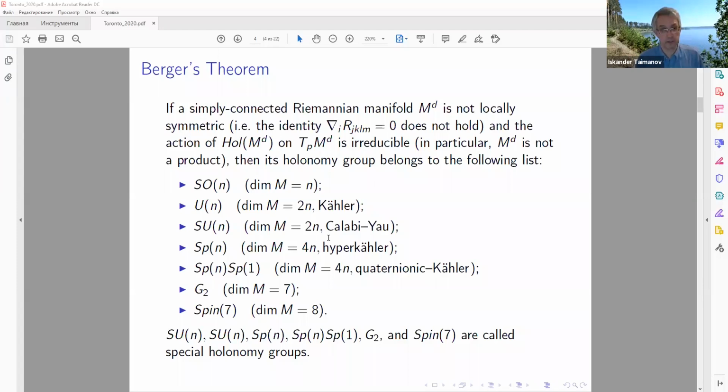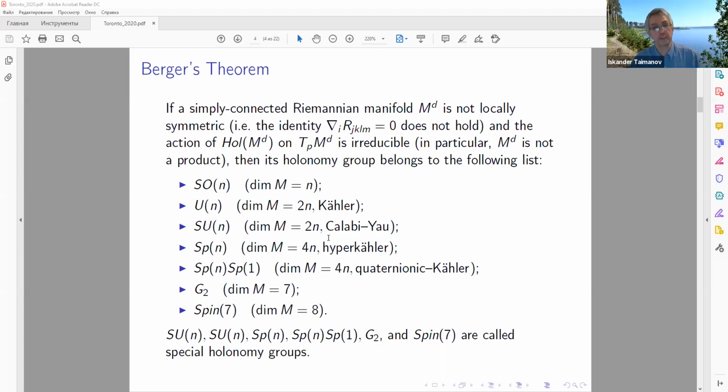This is also a definition, because there is a Kähler metric on it: we're speaking about the inner product in the tangent space, which is complex, a Hermitian inner product. SU(n), this is a subcase of U(n), and such manifolds are called Calabi-Yau manifolds. Sp(n), this is for 4n-dimensional manifolds, and these are exactly hyperkähler manifolds. There is a special action Sp(n)·Sp(1) on 4n-dimensional manifolds, and these are quaternionic Kähler manifolds.